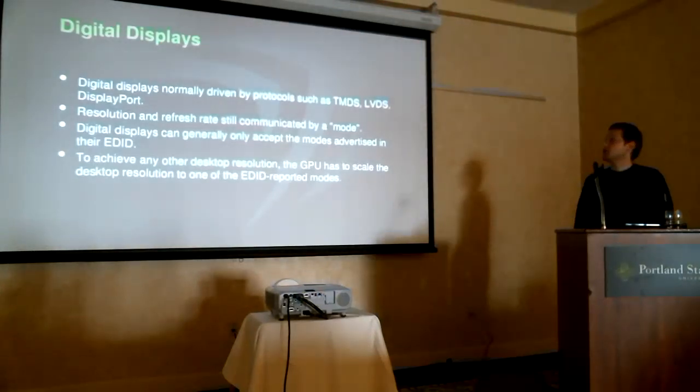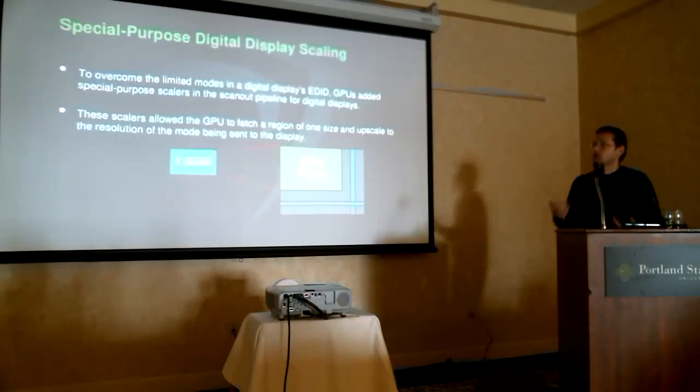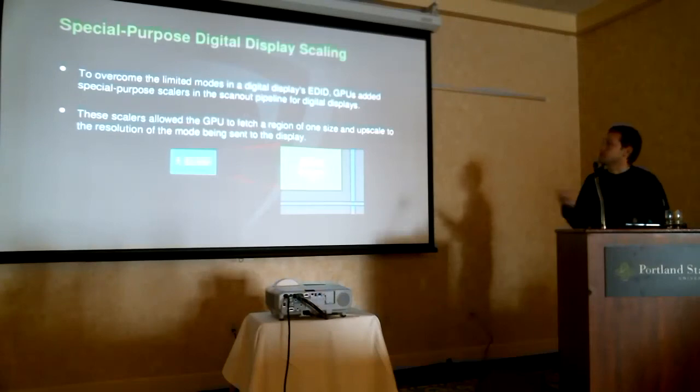In many cases, digital displays can only accept a more fixed set of modes that are what they advertise in their EDID. Then to achieve any other desktop resolution, the GPU has to do some sort of scaling. So early on with all of that, GPUs developed fairly specific scalers in the digital display pipeline. So these scalers would take one resolution that we'd read from the X screen, scale that up to some other resolution, and then that's what would go out, the active region.